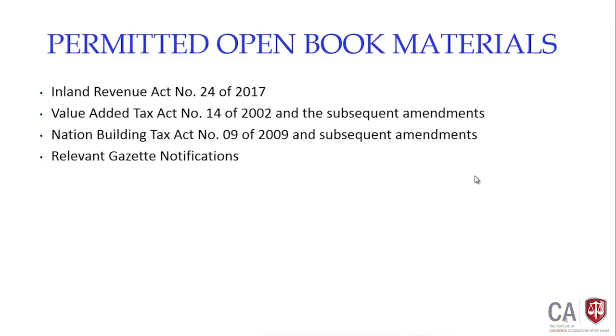Then, where you are going to buy these things: other than the gazette notifications, all these 3 acts, the IR Act, VAT Act and NBT Act, you can buy from the Government Publications Bureau situated at Polhengoda. The relevant gazette notifications you can buy from here, CA Sri Lanka. Then you can collect all the open books before your examination. It is one of my main pieces of advice for you.